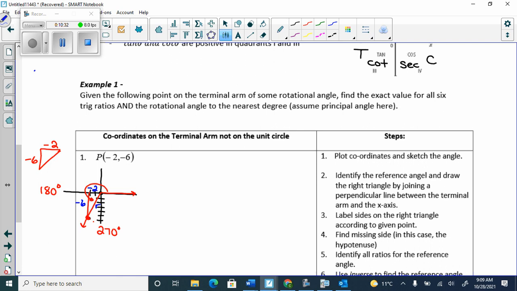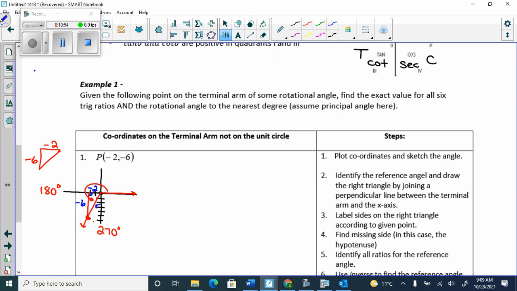The thing with x is x can be negative or positive. We agree? Yes. Y can be negative or positive, depending on where it's drawn. But r is a radius, which is a length measure. Can it be negative? No. So the radius is always positive. Okay? R is always positive. So how do we find a third side when this is a 90?